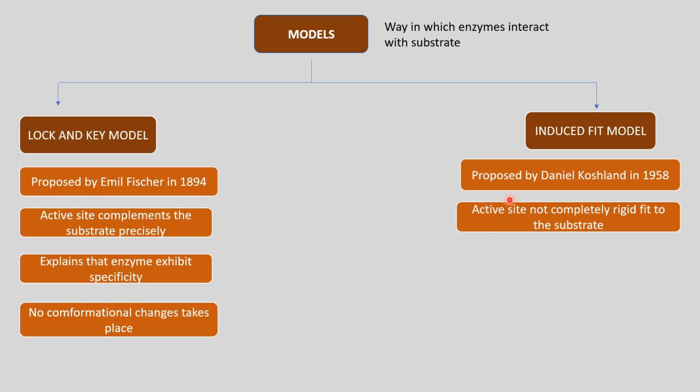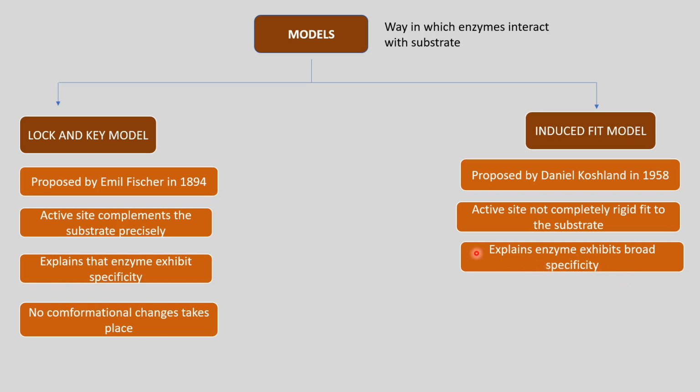This explains that the active site is not completely a rigid fit to the substrate. So this model tells that the active site is not exactly complementary to the substrate. The shape is not exactly complementary to the substrate. So this model explains that enzymes exhibit broad specificity. This model gives us an idea that the enzymes are broadly specific. So they can bind to certain substrates. One enzyme can bind to, like, say 8 or 9 substrates, right?